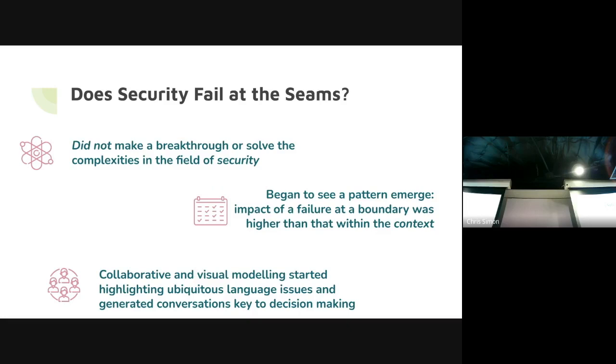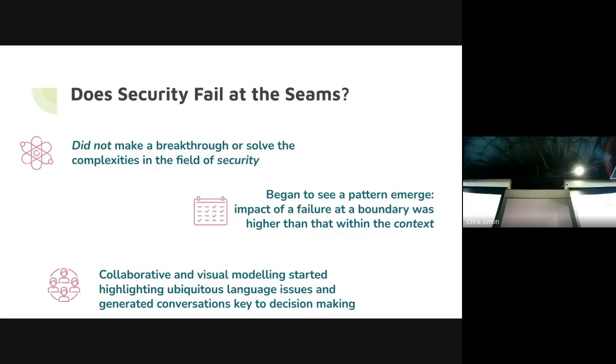Where does that get us? Does security fail at the seams? Well, to be honest, we did not make any breakthrough in solving the complexities in the field of security. But what we did begin to see across multiple other use cases is a pattern emerge. The impact of a failure at a boundary was a lot higher than the impact of a failure within the context.